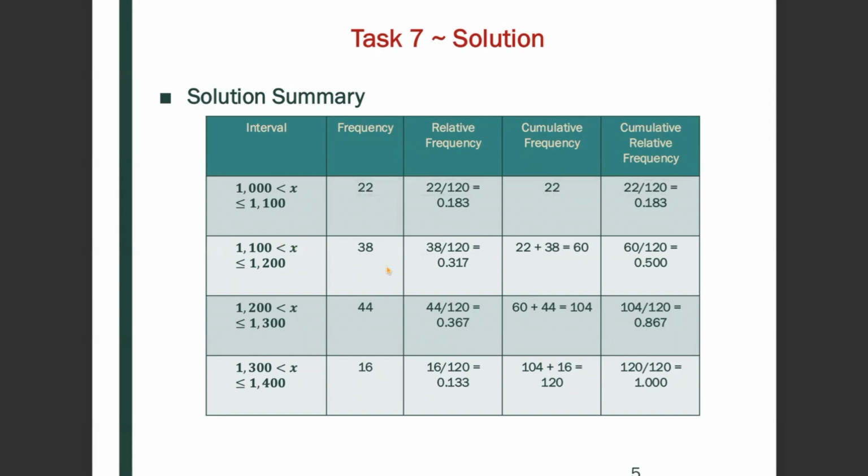And then here, x being in between 1100 and 1200, we would do 22 plus 38, and that would give us 60. And then for this cell here, when x is between 1200 and 1300, we would do all three of these added, or you could just do 60 plus 44. That gives us 104. And then last but not least, for x being in between 1300 and 1400, we would do 104 plus 16, and that would give us 120. So that's the cumulative frequency.